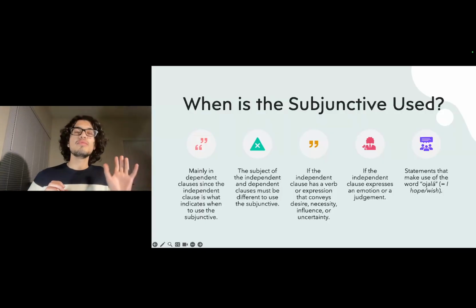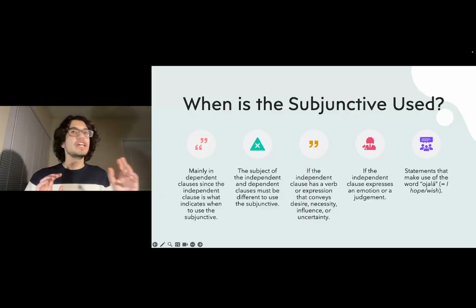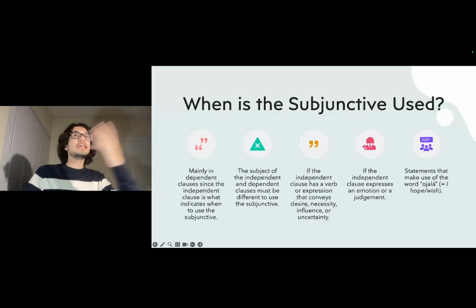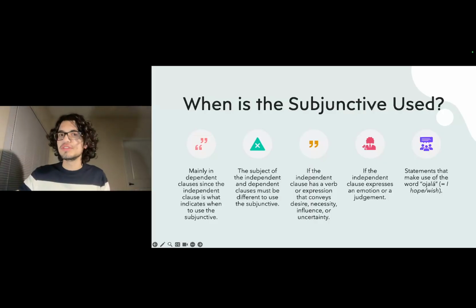So no, I want me to do something. It's more, I want you to do something. You want him to do something. He wants them to do something. The subjects must be different. Now, if the verb in the independent clause conveys desire, necessity, influence, or uncertainty, you'd use the subjunctive. If the independent clause expresses an emotion or a judgment, you would use the subjunctive clause. Also, statements that make use of the word ojalá also use a subjunctive.